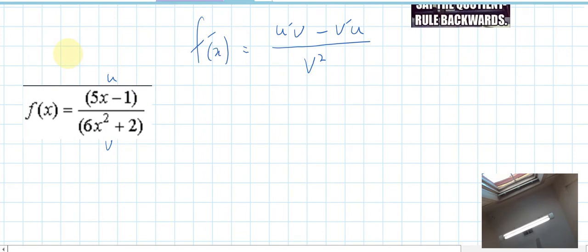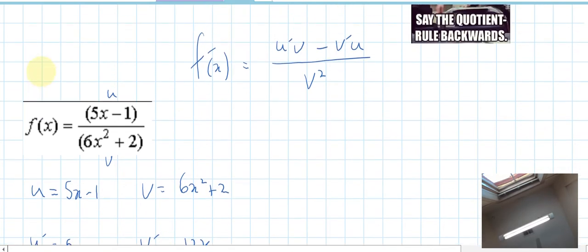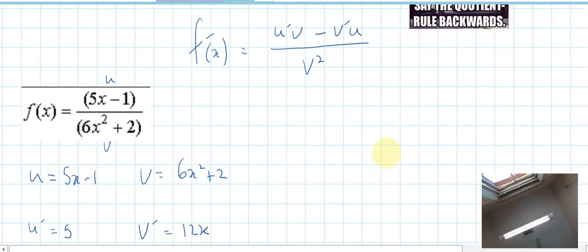Alright, once you've identified your two, I would write them separately, just like we've been doing with the product rule, and set them up. 5x take 1, u dash therefore is just 5. V is 6x squared plus 2. V dash therefore is 12x.